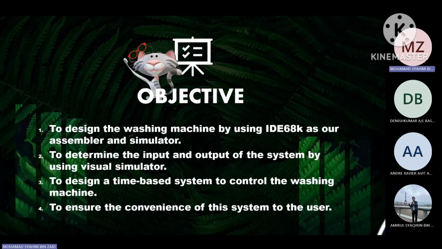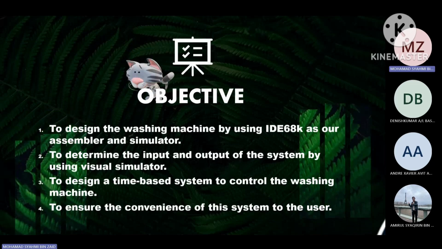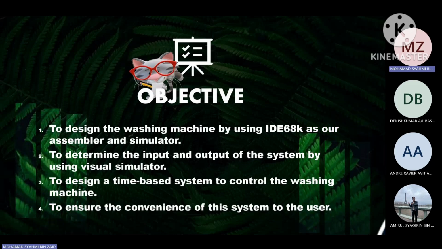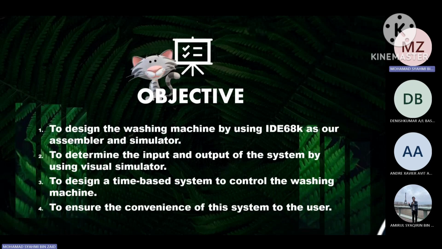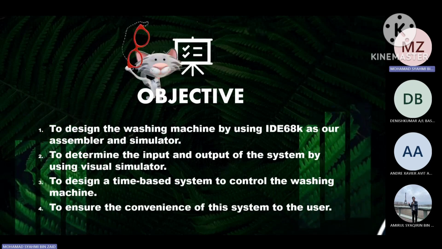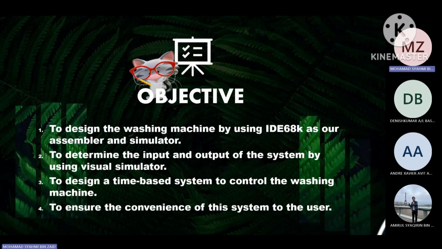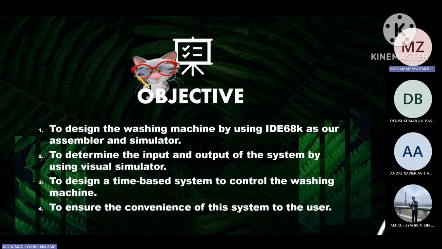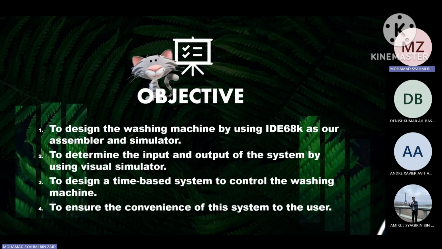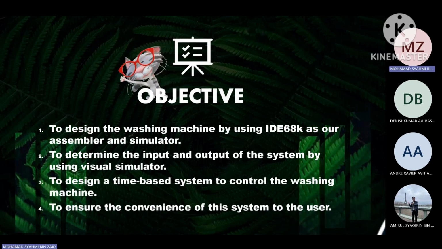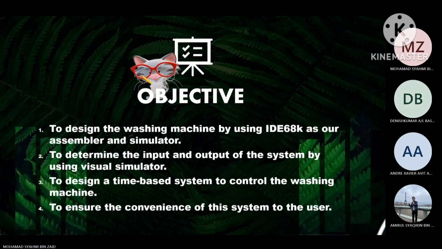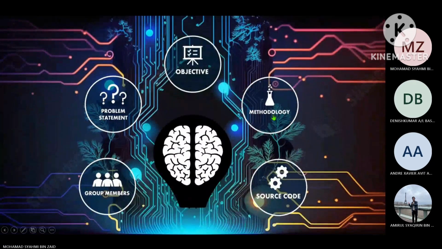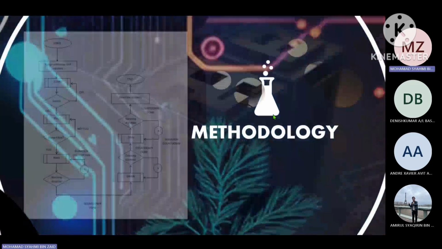And lastly, to ensure the convenience of the system to the user. User convenience is prioritized by designing a user-friendly interface and ensuring seamless interaction with the washing machine features like intuitive control, clear feedback through indicators or display screen, and preset modes that simplify the user experience. Okay, next. Next is methodology.